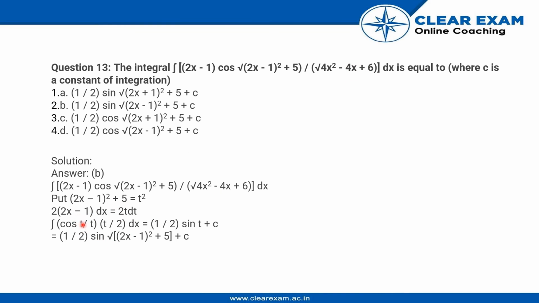So t cos t by t into cos t by 2 dt. This is dt over here, there is no dx, this is dt. Once we have that, we have cos of t divided by 2 into dt. So it becomes 1 by 2 sine t plus c, and sine t becomes 1 by 2 sine of root of ((2x minus 1) the whole square plus 5). So the option is B. Thank you.